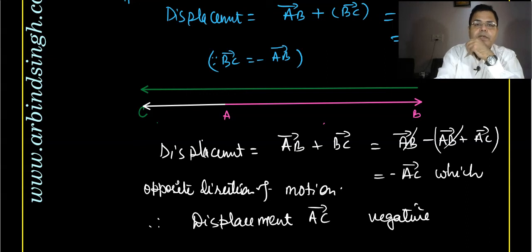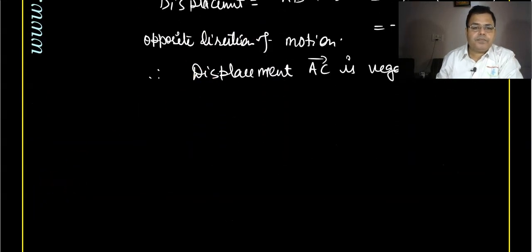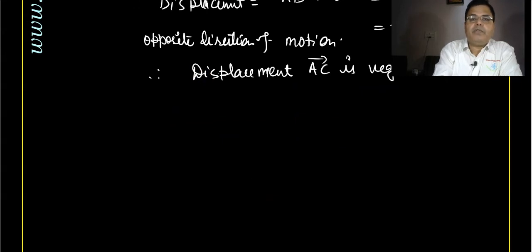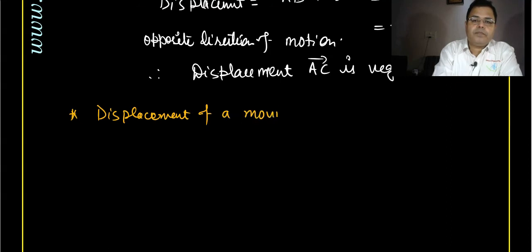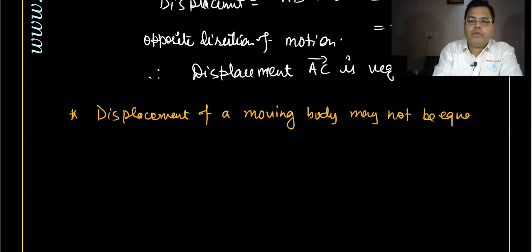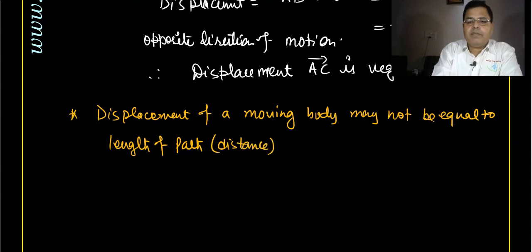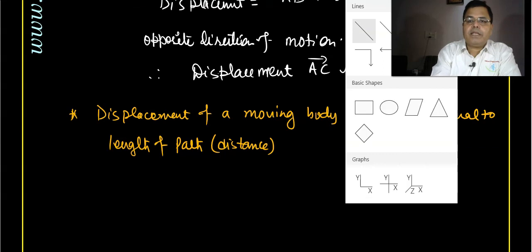So I hope you got this point. So what is motion and what is rest, you understood it. What is displacement? You got it. So you have seen that displacement may not be equal to the actual path. Remember this point. Displacement of a moving body may not be equal to the actual path length, that is distance. Sometimes it may be equal; there are some examples where they are equal.